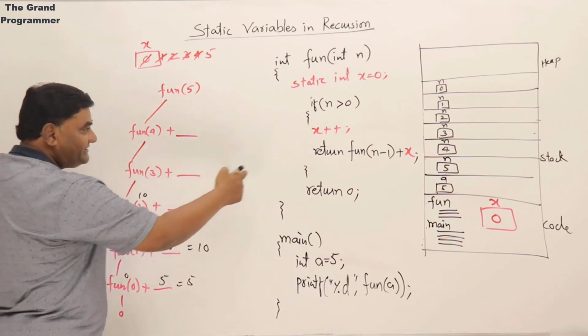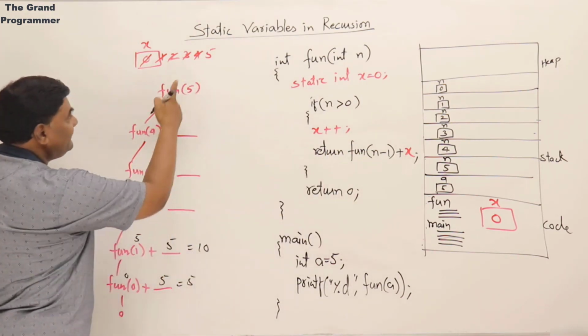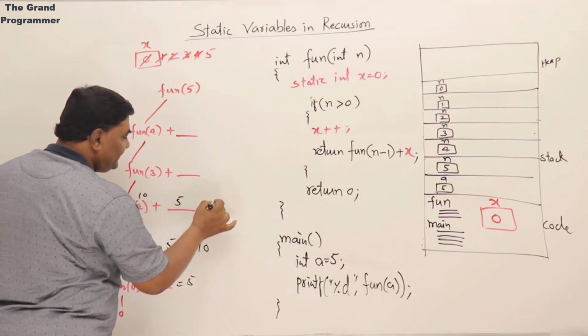Then plus x should be added here. So what is x now? 5. So this is 15.